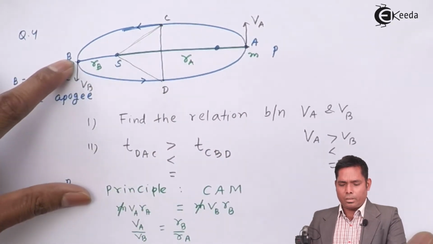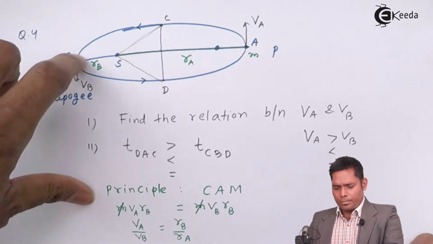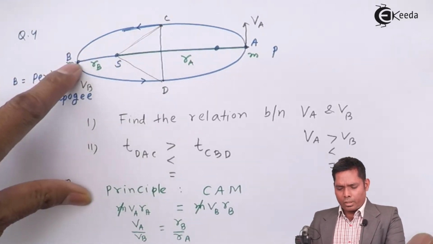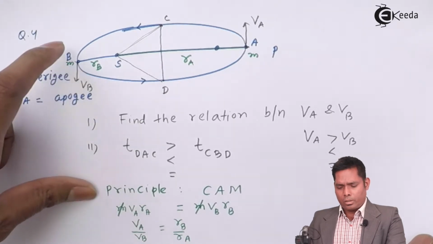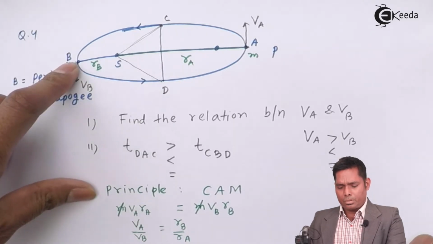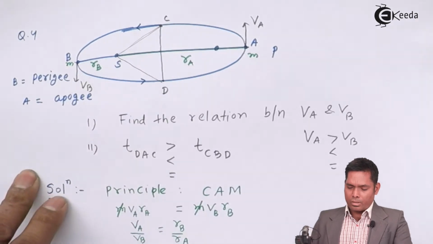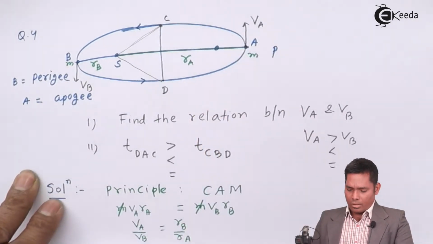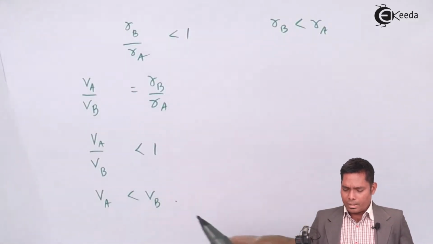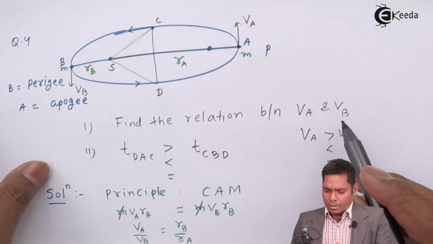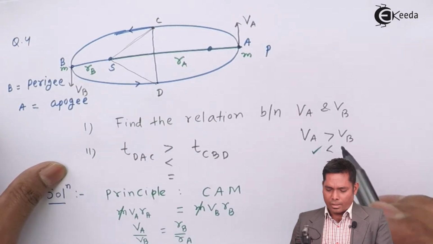So that means when the planet approaches the sun, the nearer it is, the more the speed. At this point it has the maximum speed, and here it has the minimum speed. So this is the relation that we got, that VA is less than VB. So this part is clear.